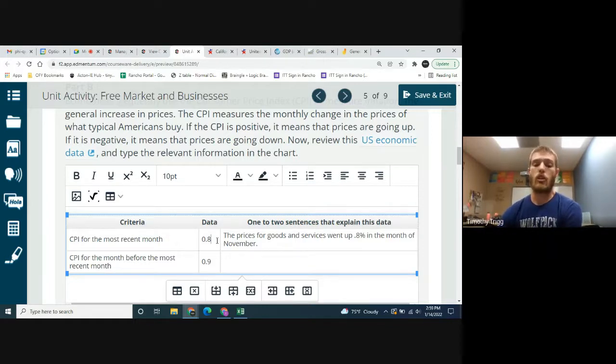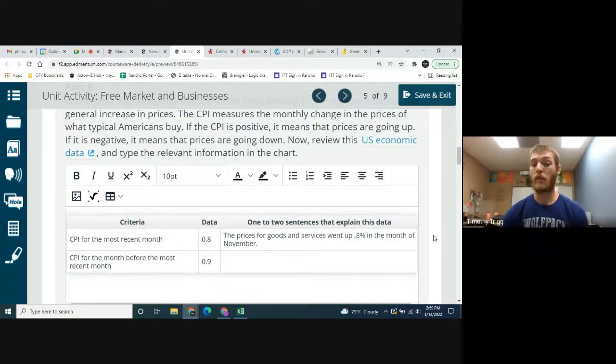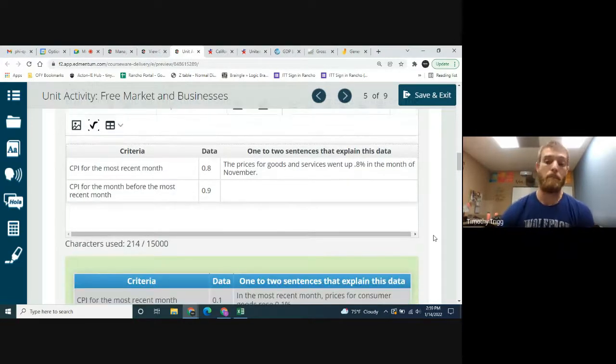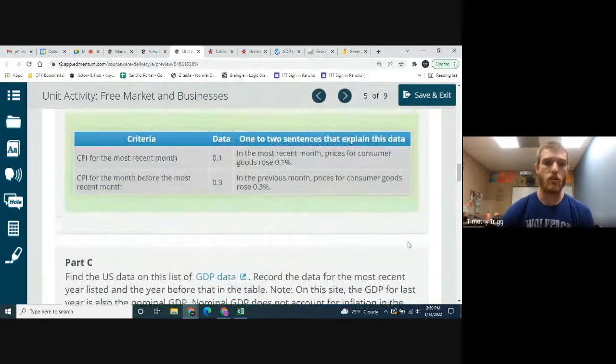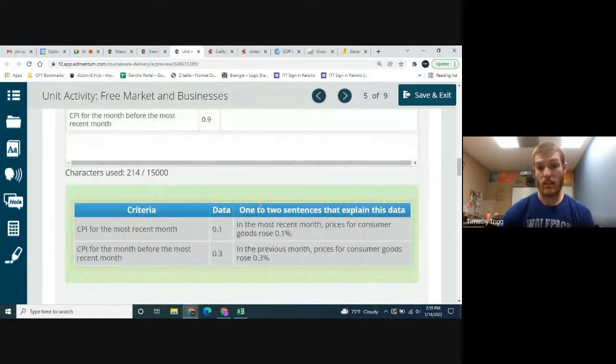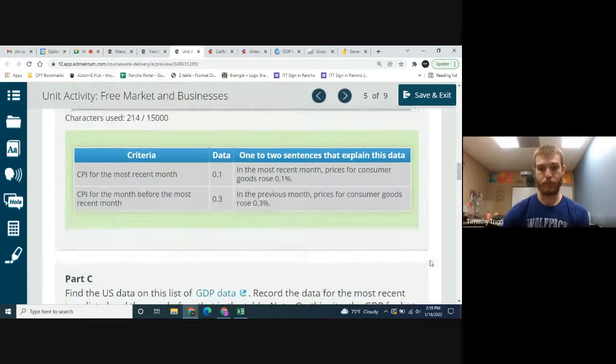So just make sure whatever numbers you get, you want to think about that. So these are actually very high numbers for inflation, and hopefully we see those numbers go down in future months, but we don't know, right? So you can see, for example, in this sample answer, this sample answer was from quite a while ago, I think like 2013, 2014. And you can see these CPI numbers are much lower than what we're dealing with now. Okay.